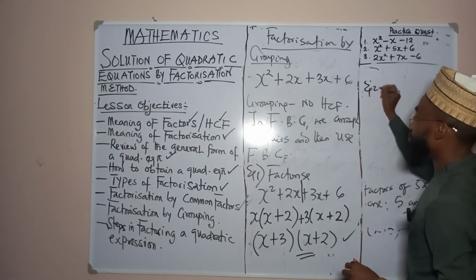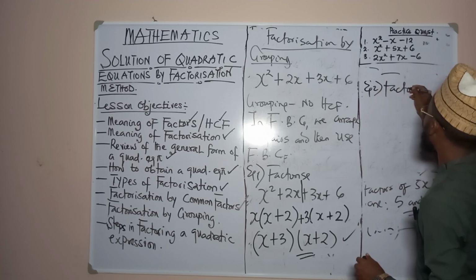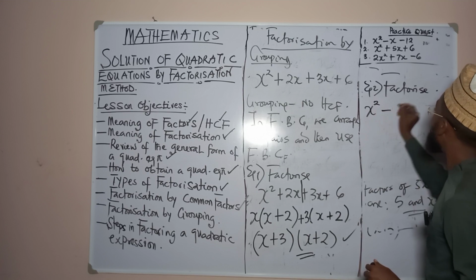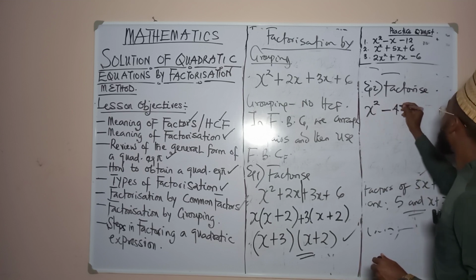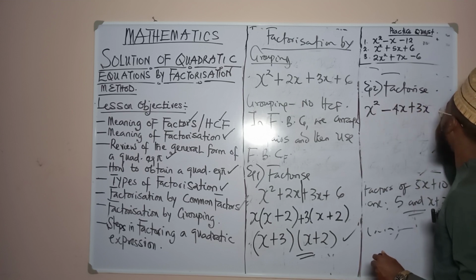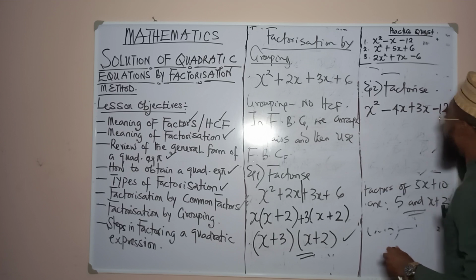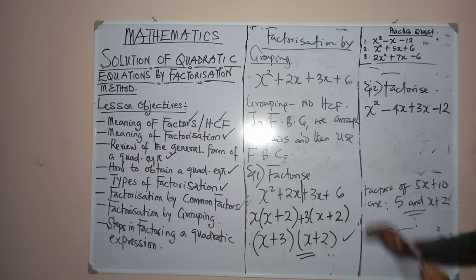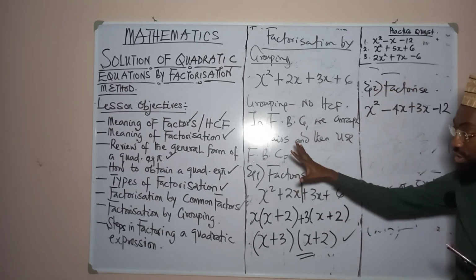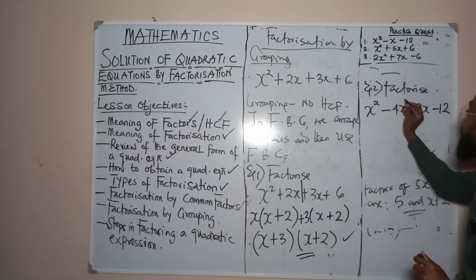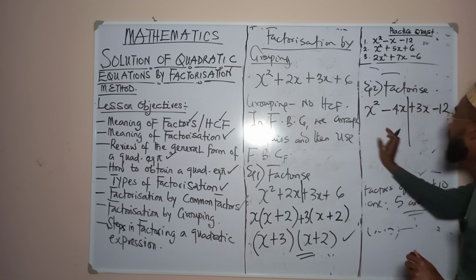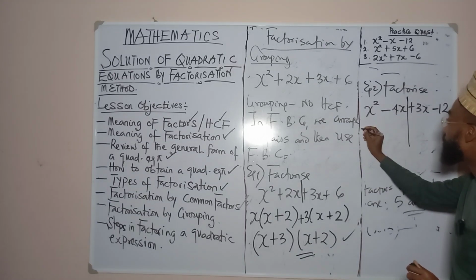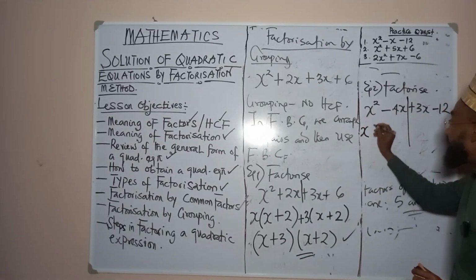Okay, example 2. Let's factorize x squared minus 4x plus 3x minus 12. Now recall what I said. Follow your steps. I've just detailed the steps on how to factorize by grouping. What do we do? Draw a line. Find the HCF for this pair. We have already paired them. So I'm going to have that x is my HCF.